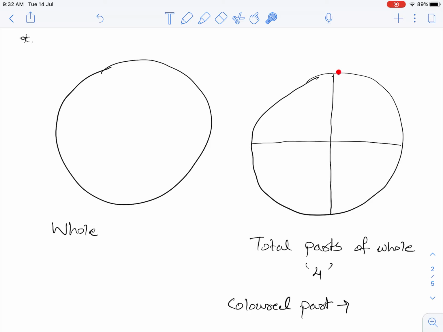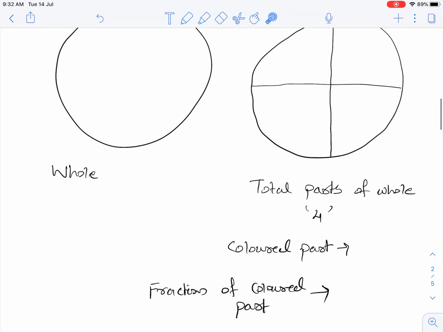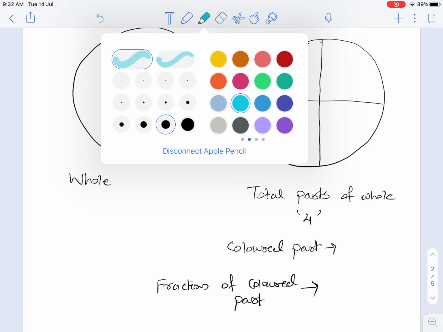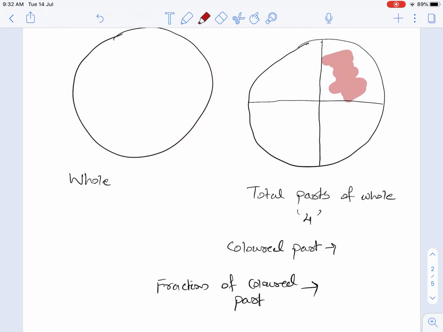So in one full pizza, that is one whole pizza, how many parts have I made? I have made 4 parts. So the total number of parts of the whole is 4. Now let me color some of the parts of this whole. Suppose I am coloring this first part, this second part, and this third part. So in all, how many parts have I colored? I have colored 3 parts.